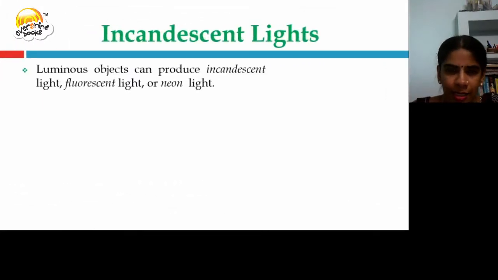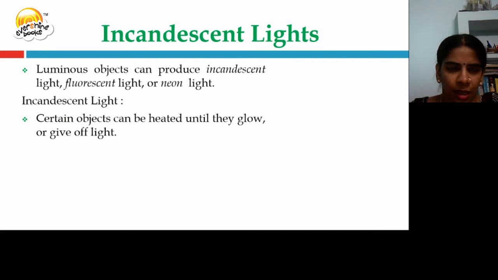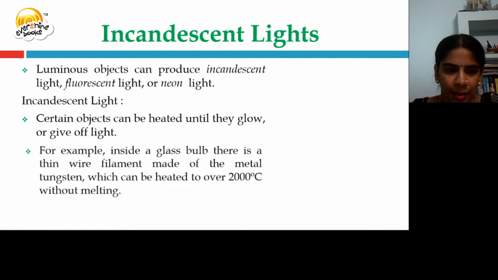Incandescent lights. Luminous objects can produce light, but there are different forms of light: incandescent, fluorescent or neon. What is the meaning of incandescent light? When objects get heated, they glow or give off light. These are called incandescent light.